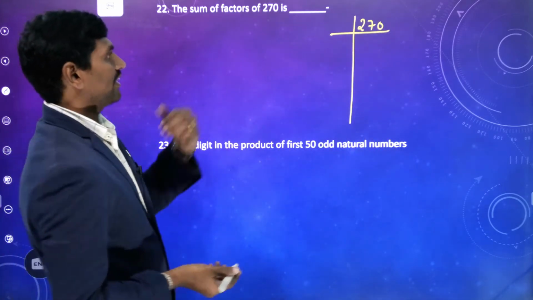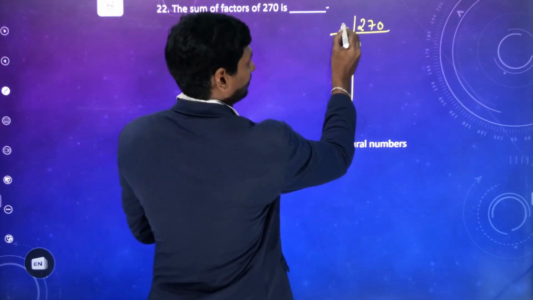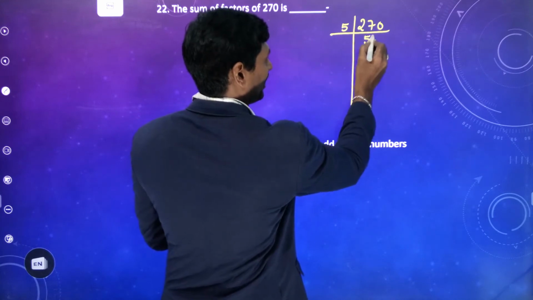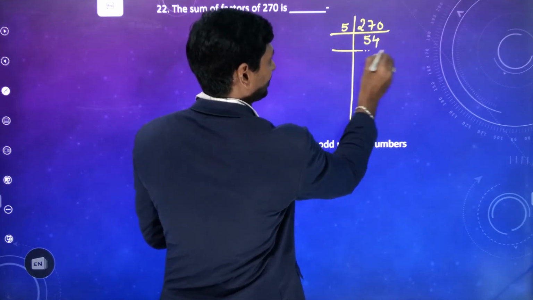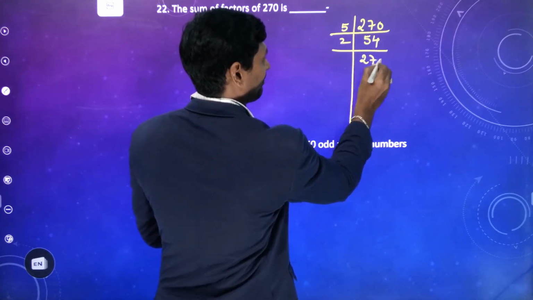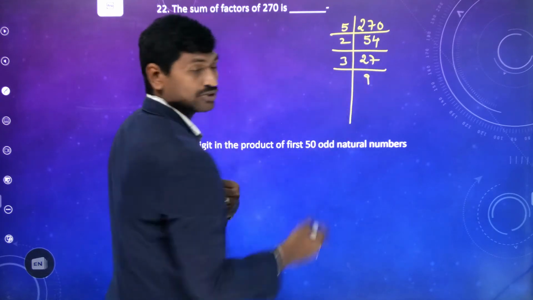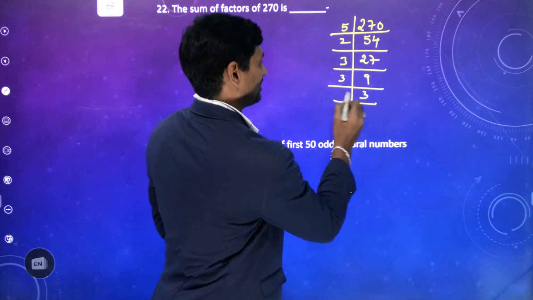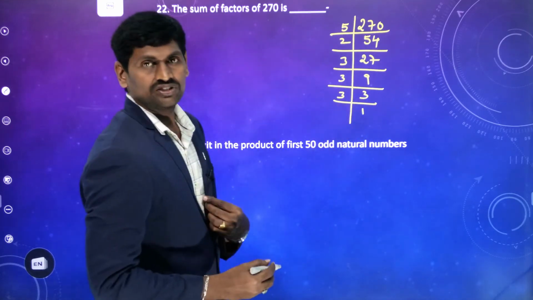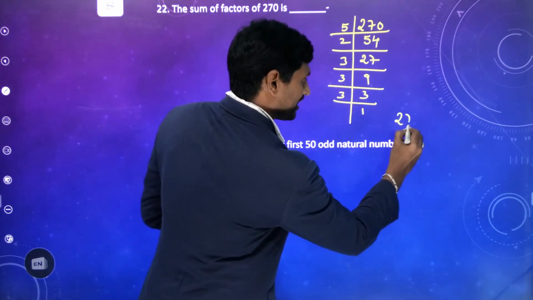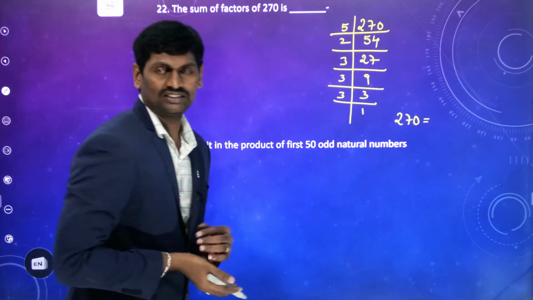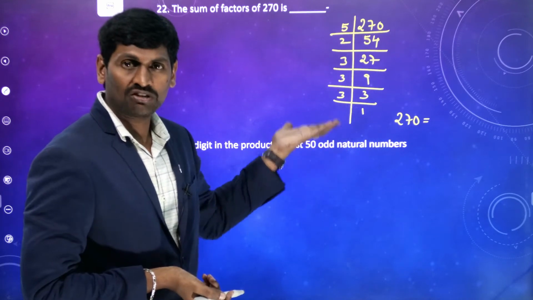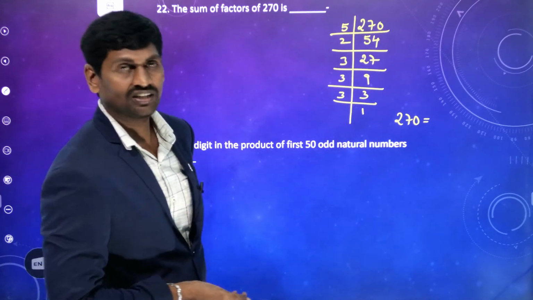Okay, na? Right. I am taking 5 table. 5 5s are 25. Yeah, 2 remains. 5 4s are 20. Now 2 table, 27. 3 9s are 27. 3 3s, 3 1s. So 270 can be expressed as. Just tell me that 270 is a composite number. It can be expressed as a product of primes. Tell me the prime number here.